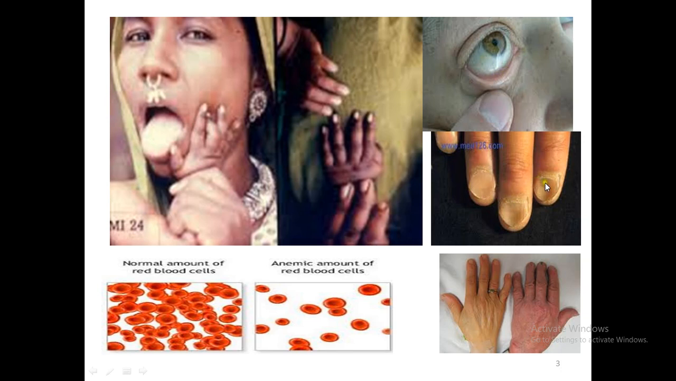Examine her nails and you find that they are very strange, spoon-shaped or concave nails. You keep your hand next to hers and you find that her hand is also very pale. Then you find that a number of children are accompanying her, which means that she is a multiparous woman who has had many babies in the recent past.